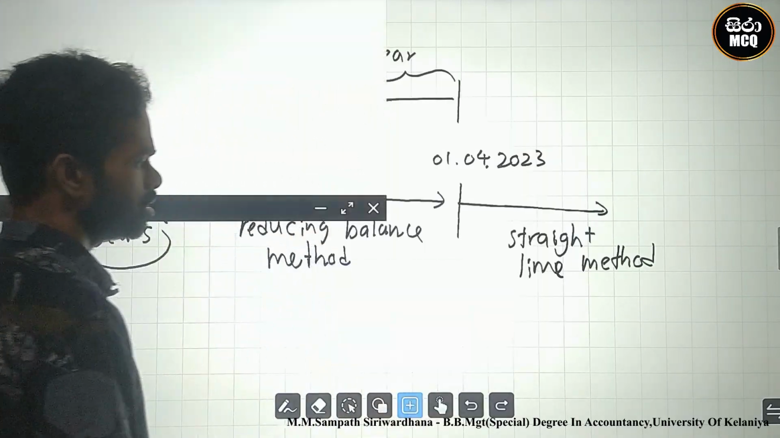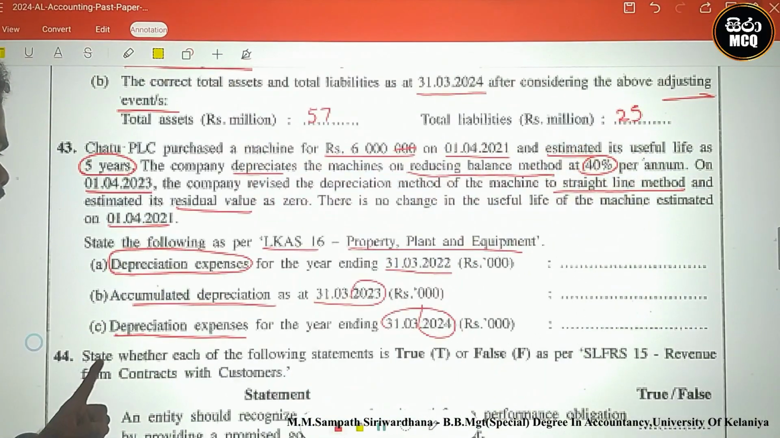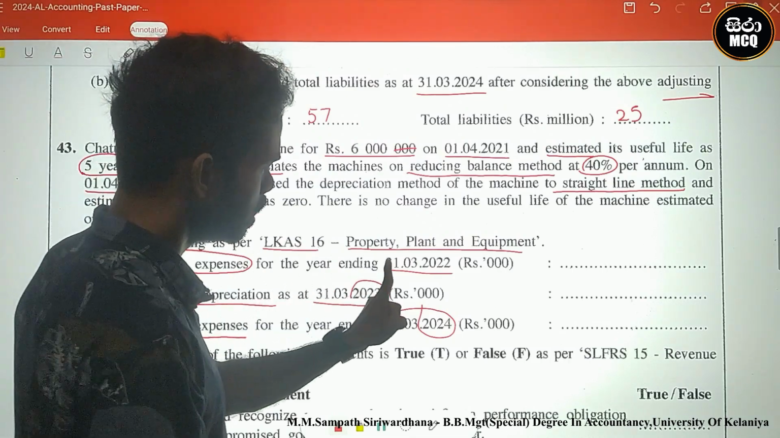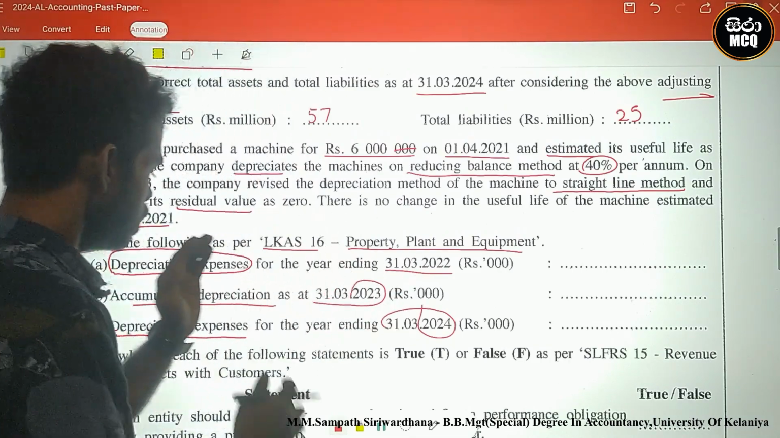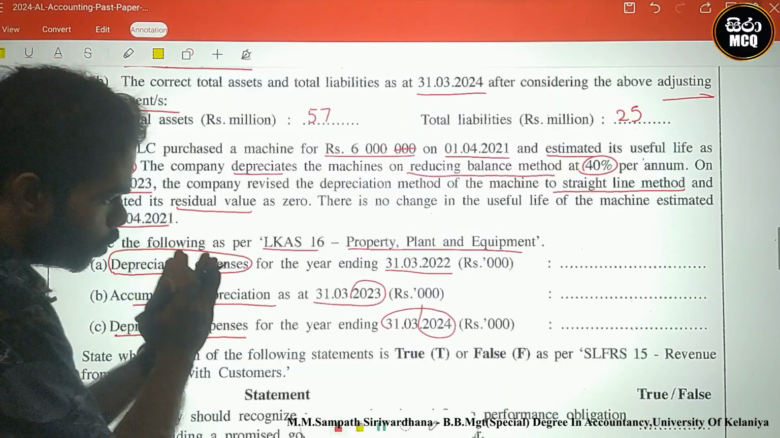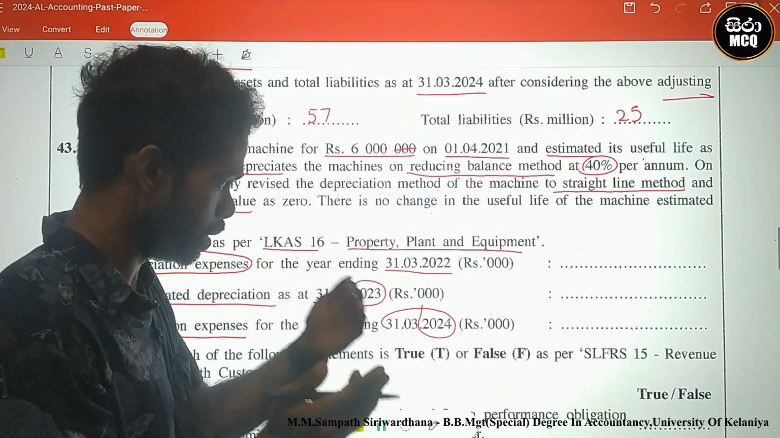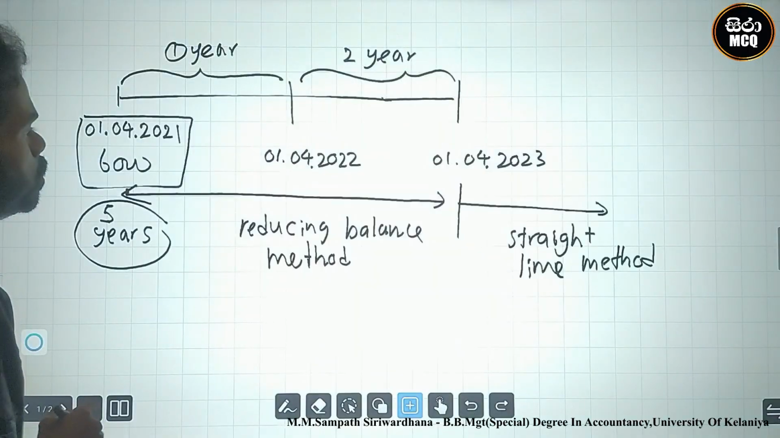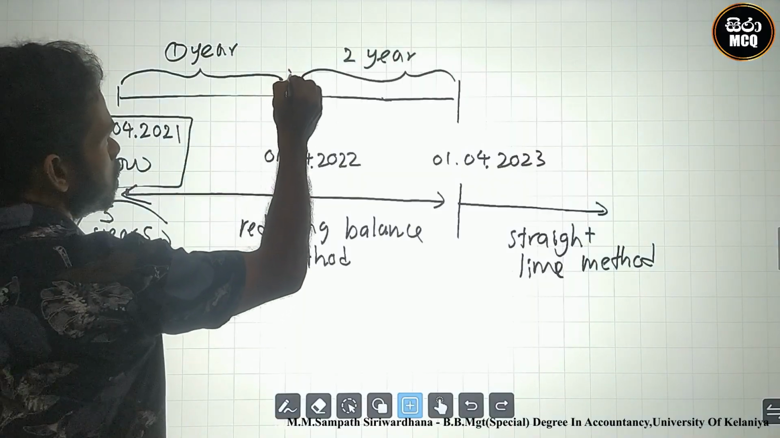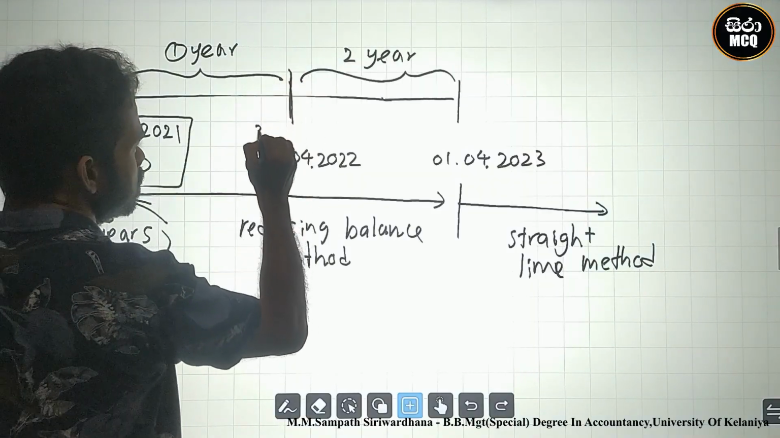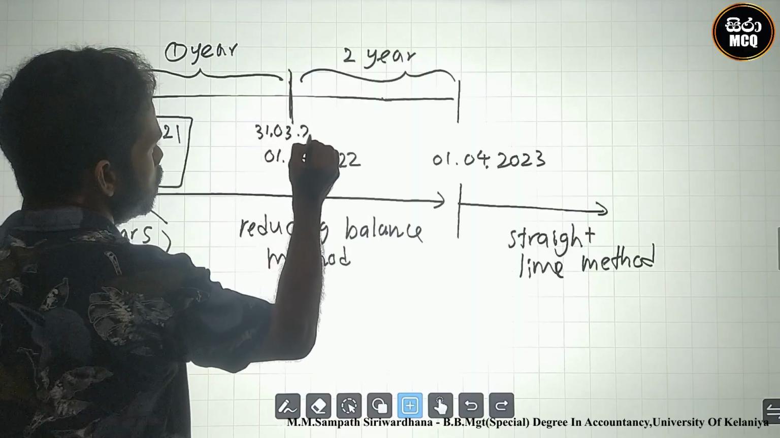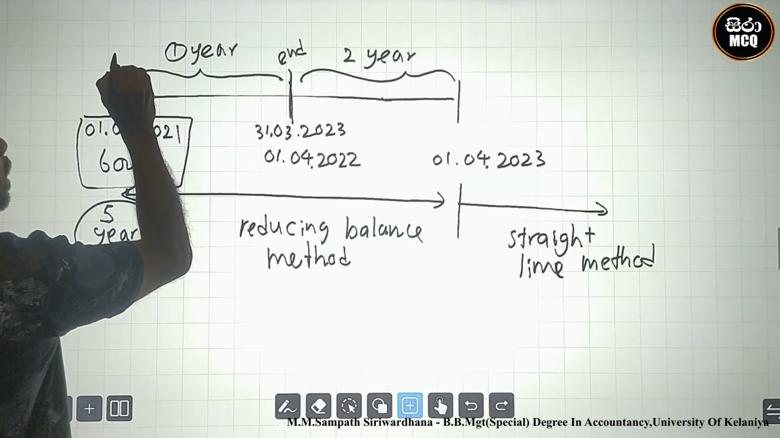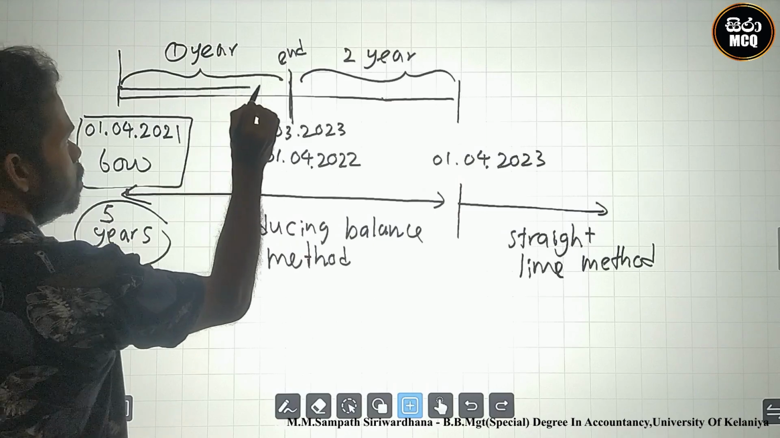What are the requirements they request? Firstly, identify the depreciation expense for the year ending 31st March 2022. Year ending 31st March 2022 means this one. What is the opening date? This is the first year depreciation.